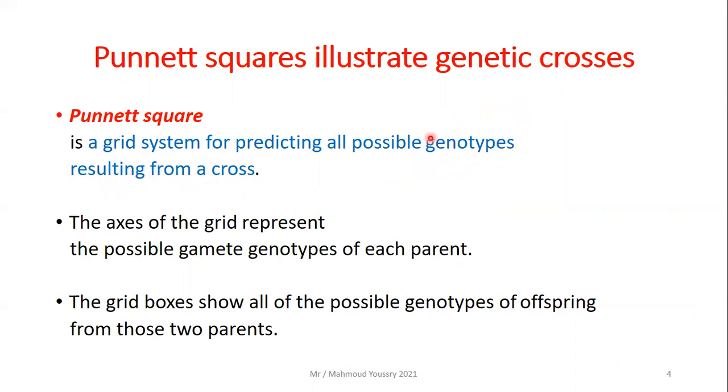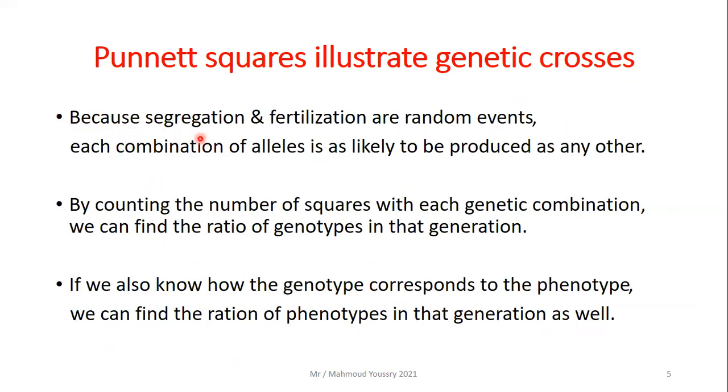Genotype is the genetic makeup of the organism. The axes of the grid represent the possible gamete genotypes for each parent. The grid boxes show all of the possible genotypes of the offspring from those two parents. Because segregation and fertilization are random events, each combination of alleles is as likely to be produced as any other. By counting the number of squares with each genetic combination, we can find the ratio of genotypes in that generation.